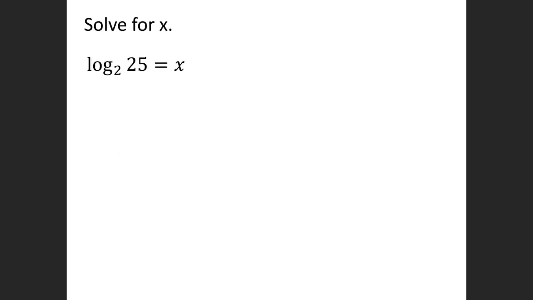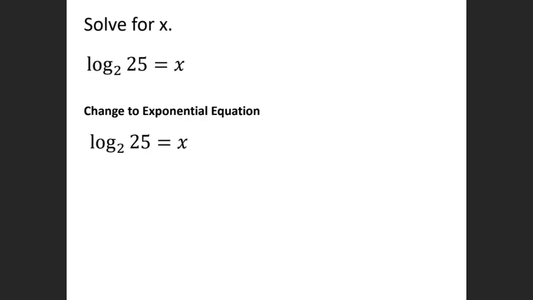All right, how about this one? Log base 2 of 25 is equal to x. Let's go ahead and convert this into an exponential equation. So if we convert, we have a base 2, so our exponent has to have a base 2 as well. The input of the log has to be the output of the exponent. The output of the log is the input of the exponent.